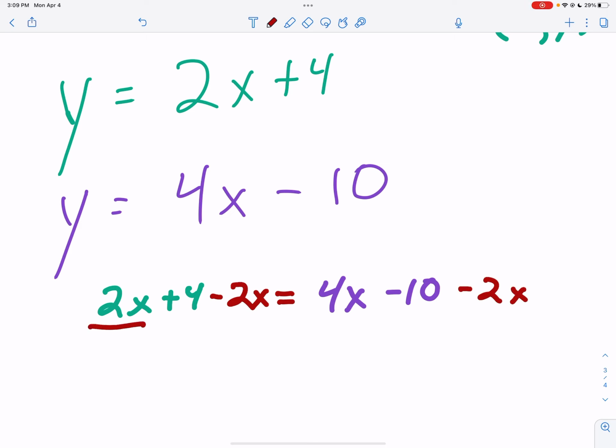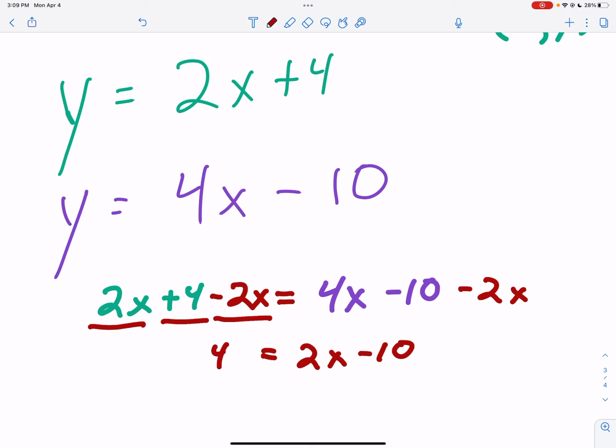Doing that, I have 2x minus 2x is 0. And I still have this plus 4 left. Now you might say, Mr. X, why are you writing the 0? Oh, you're right. I shouldn't. I don't need to. 2x minus 2x is 0, so they cancel additively, so we don't need to write it. My equal sign is still there. On the right side, I have 4x minus 2x is 2x, and I have my minus 10 just hanging out.